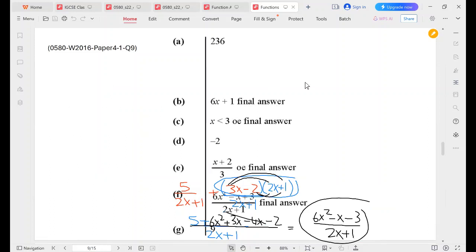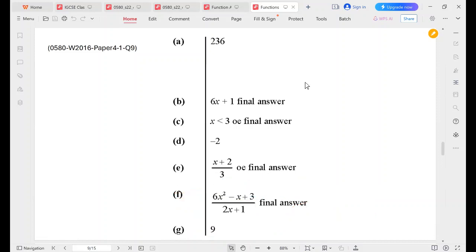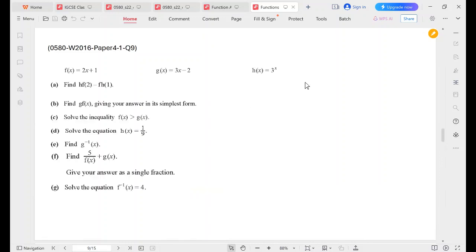So 6x squared minus x minus 3. Excuse me, so this should have been plus 3 because this is 5 minus 2. We have 5 here and minus 2. So we just get plus 3, not minus 3. This is my mistake here. So we have 6x squared minus x plus 3 over 2x plus 1. This was the final answer.